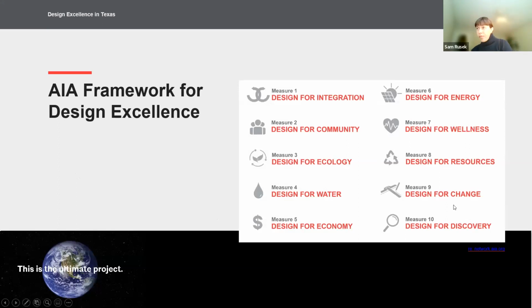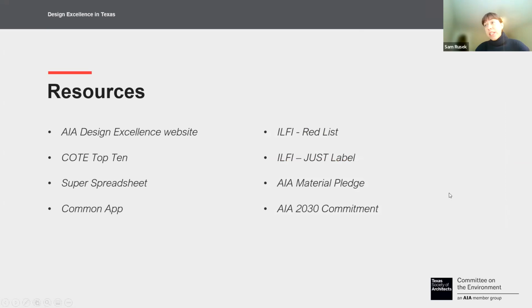So we're going to show all of the 10 measures summarized here. There are a number of resources: the AIA Framework for Design Excellence website, COTE Top 10 Awards, Common App and Super Spreadsheet, a toolkit for the Common App, AIA Materials Pledge, the 2030 Commitment, and then ILFI's resources, Just Label, and Red List.